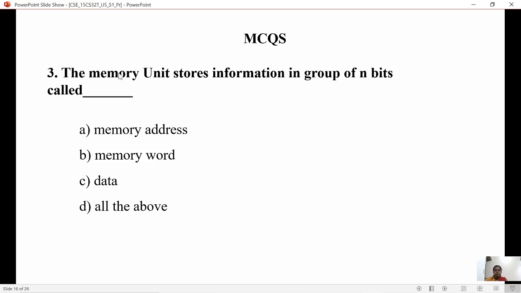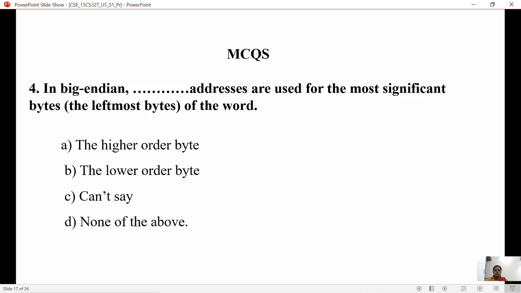Next question. The memory unit stores information in groups of n bits called dash. The solution is memory word. Next question. In Big Endian, dash addresses are used for the most significant bytes of the word. Options: higher order byte, lower order byte, can't say, none of the above. The solution is lower order byte.